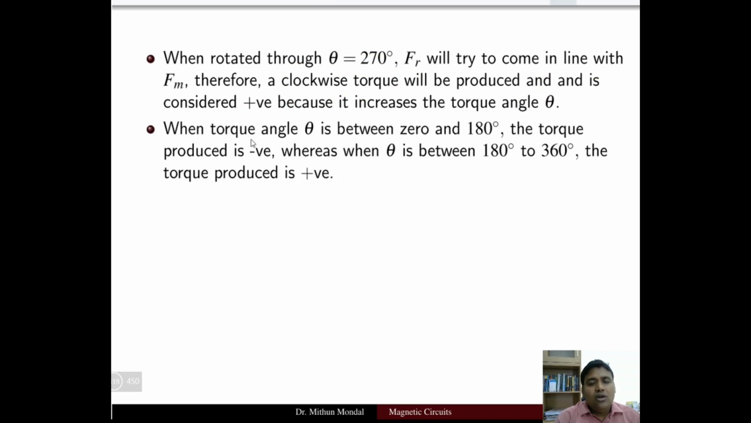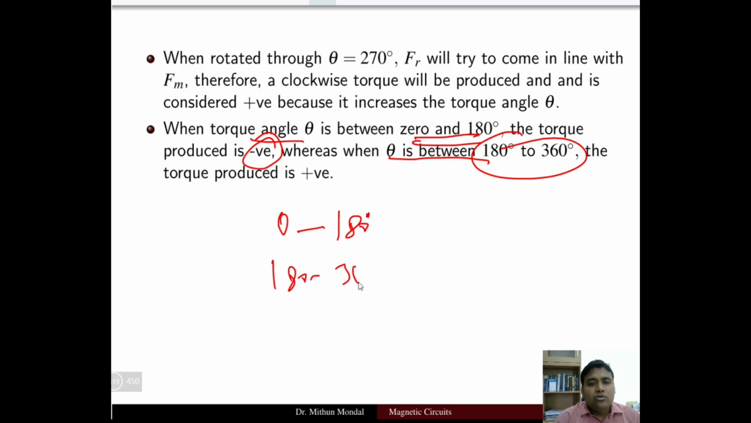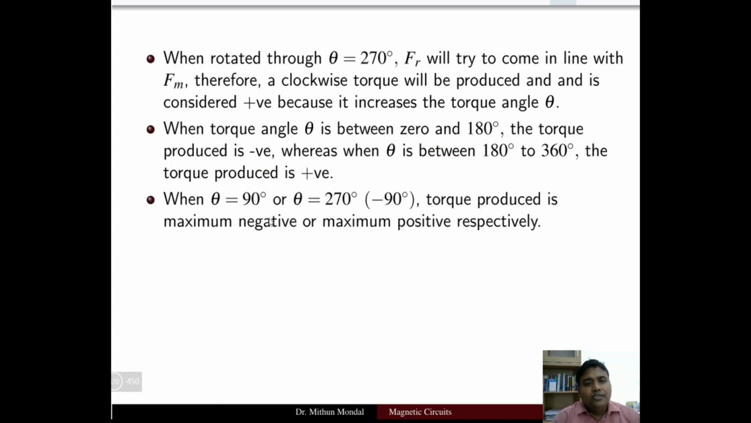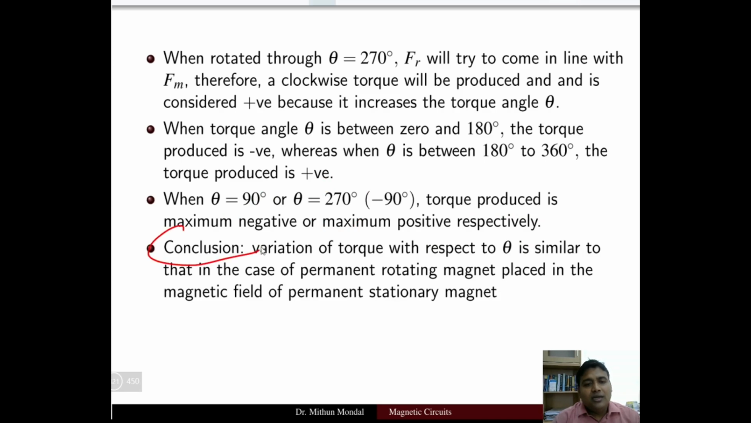Okay, so when the torque angle theta is between 0 and 180 degree, the torque is negative, whereas when theta is between 180 to 360 degree, the torque is positive. So you are taking the torque to be negative from 0 to 180 degree, and positive from 180 to 360 degree, depending upon whether it is in anti-clockwise direction or clockwise direction, theta decreasing or theta increasing. So at theta 90 degree or 270 degree, the torque produced is maximum negative or maximum positive respectively. Then what is the conclusion?